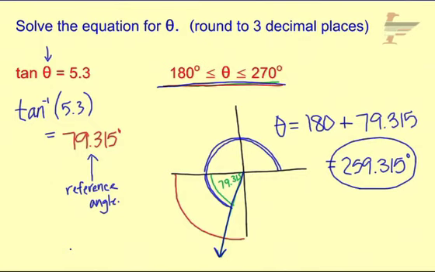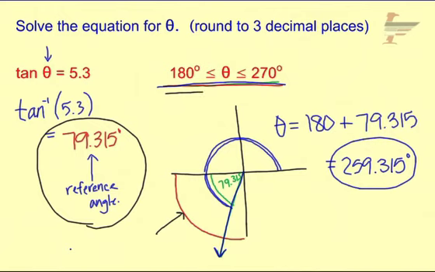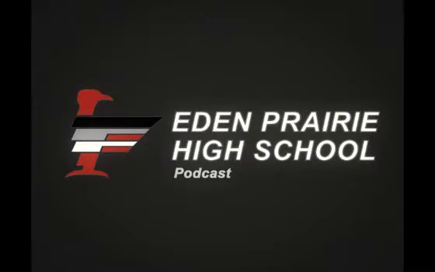So what you want to remember is that this angle you get back by doing your inverse trig is a reference angle for us. And then we just put the reference angle into the quadrant where they told us the angle was, where it had to be found, and go from there.